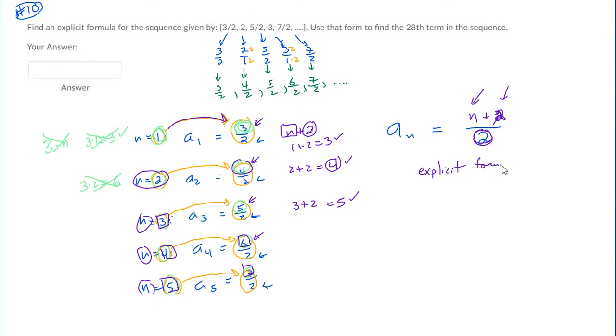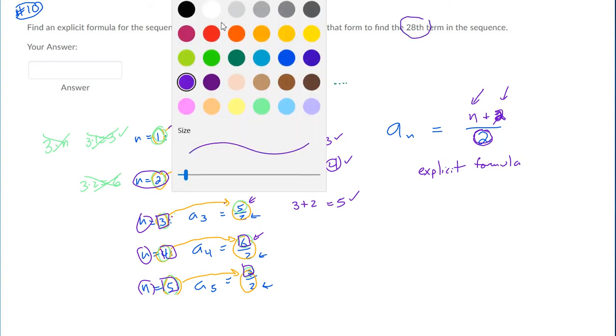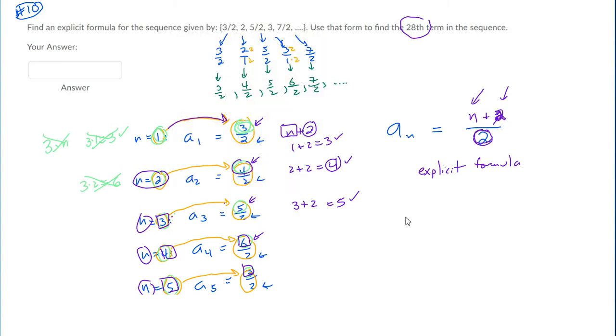They're not asking us to type that out. They're asking us to now use that, in my case, to get the 28th term. So how would I get the 28th term? A28 is going to be what? Well, the denominator's 2, and I'm going to have n plus 2, but my n is 28. So I'm going to get 30 over 2 in my case. 30 over 2 is 15. So my answer here would be 15.